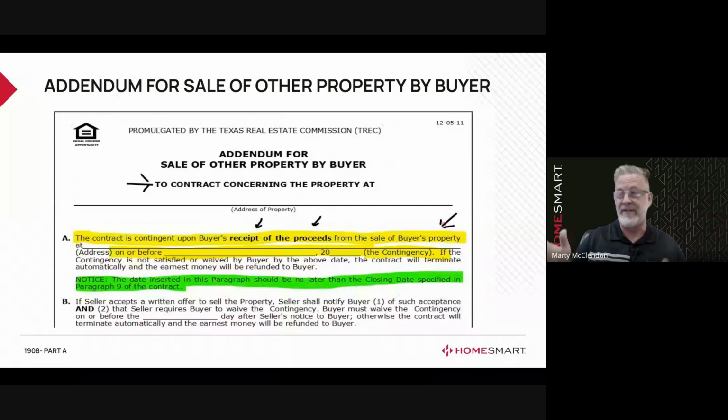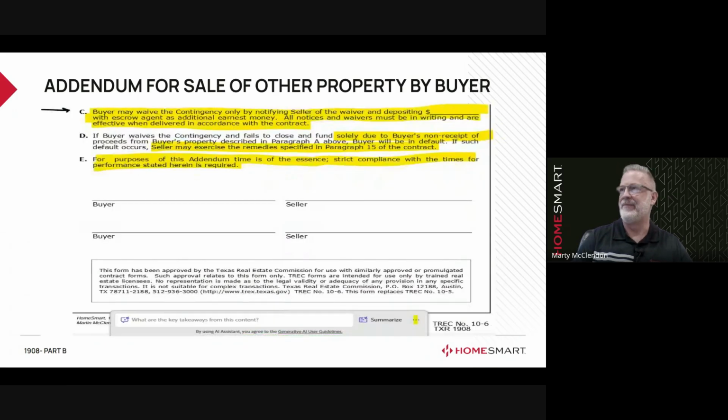And what are those decisions, right? And so we'll get to that in the next slide. But it says they'll give the notice to the buyer, and they'll say within 5 days after seller's notice to buyer, otherwise the contract will terminate automatically and earnest money will be refunded to the buyer. So seller says, hey, buyer, you have 5 days to waive your contingency. If you don't waive your contingency, we're going to terminate the contract and go to our back-up buyer. Okay. So now we go to the next slide here.